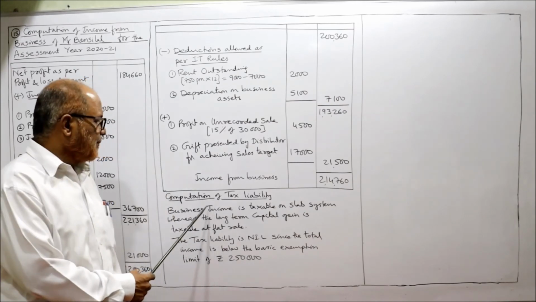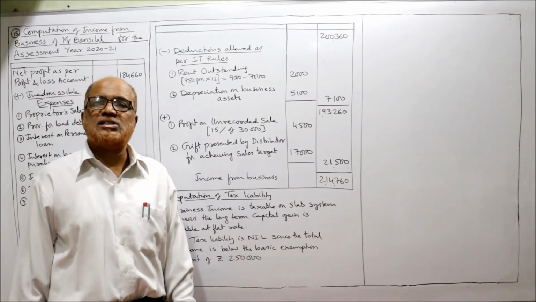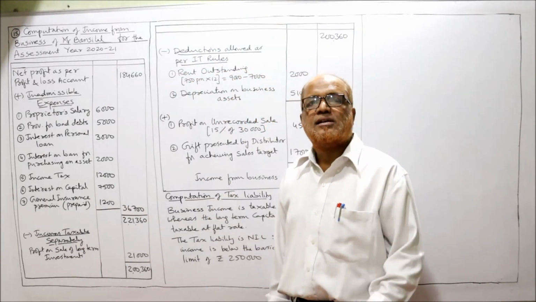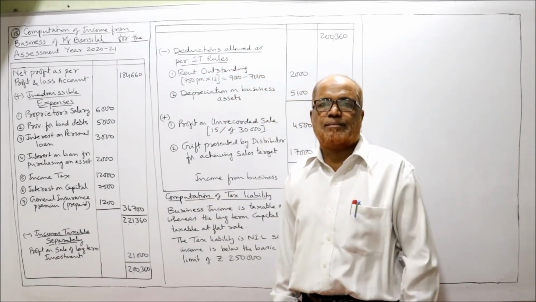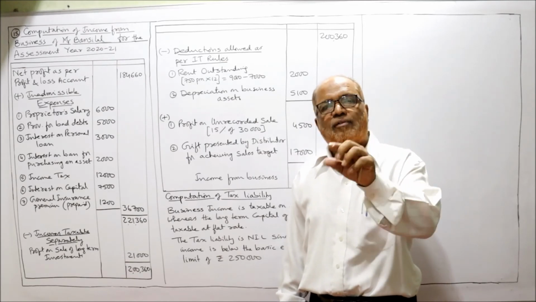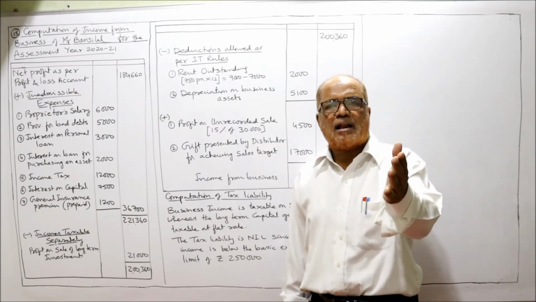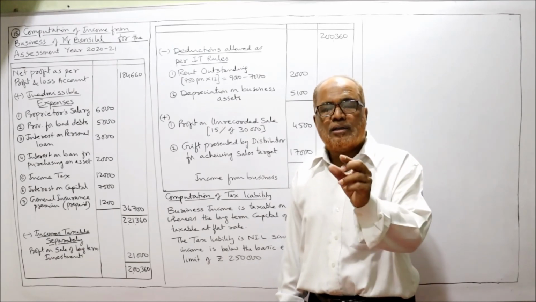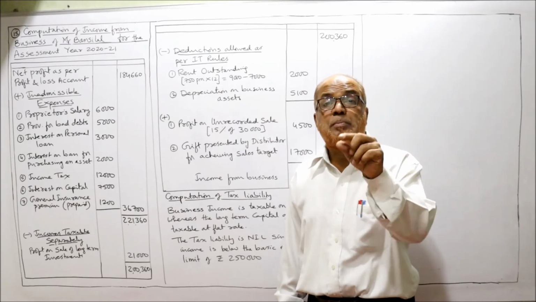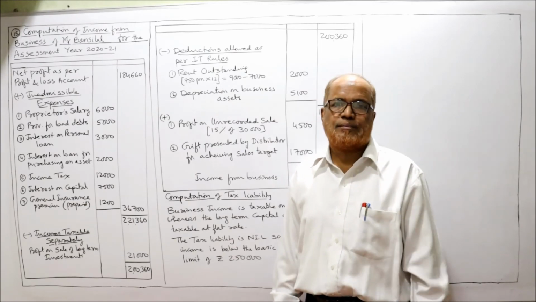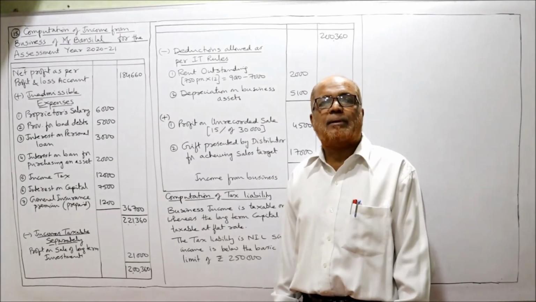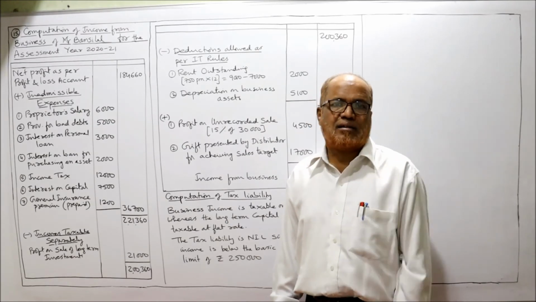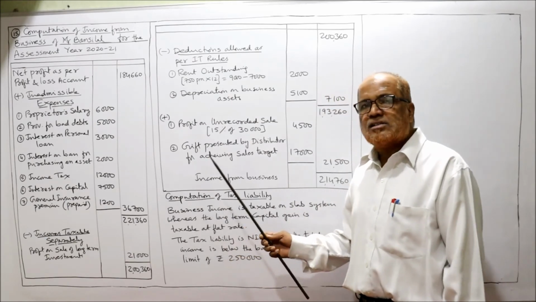For tax liability, business income is taxable on slab system. There are two methods of calculating the tax, slab system and flat system. Slab system will be applied for normal income: income from salary, income from house property, income from business. Flat system will be applied on special incomes and casual incomes. Special income like long-term capital gain, LTCG, flat rate. Casual income, flat rate.